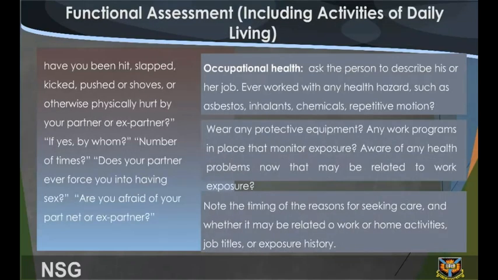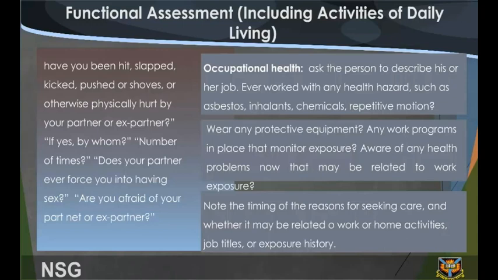Occupational health. Ask the person to describe his or her job. Ever worked with any health hazard, such as asbestos, inhalants, chemicals, repetitive motion? Wear any protective equipment? Any work programs in place that monitor exposure? Aware of any health problems now that may be related to work exposure?